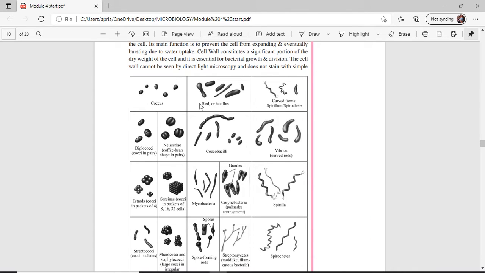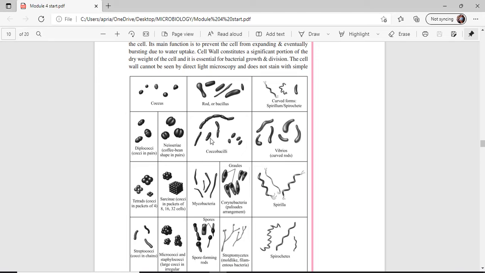You have here your cocci. You have your rod shaped bacilli. You have your curved forms, which are your spirillum and spirochetes. Your diplococcus, or cocci in pairs, your Neisseria. Okay, trivia. Your Neisseria gonorrhoeae, in layman's terms, is your tulo. It is the one that causes excruciating pain in men. In women, Neisseria gonorrhoeae will just produce discharge without the pain and may have a smell. Next, your coccobacilli.